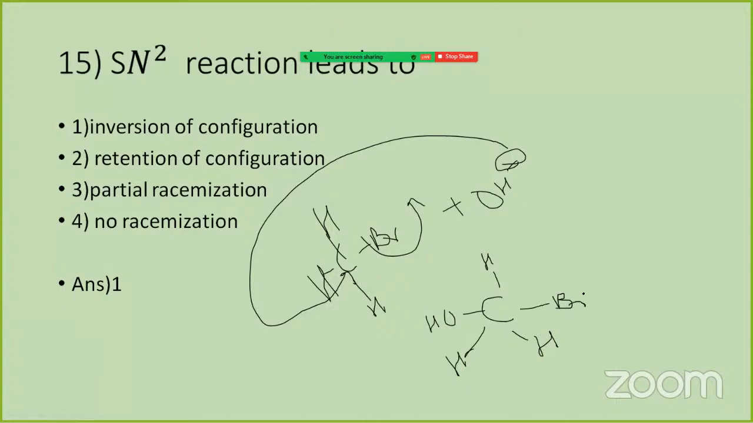After this group leaves, see here, bromine was present on the front side of the carbon. Once it leaves, OH is present at the back side. So the configuration is totally changed. It is opposite. That's why it leads to inversion of configuration. So our option is the first one. Answer is the first one.